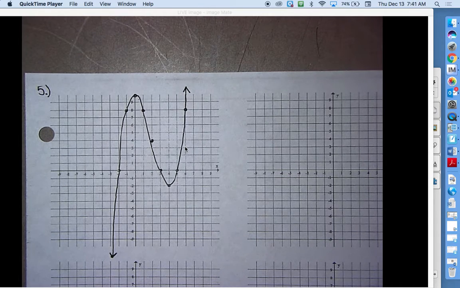Any questions with number 5? So she did all the pieces of the graph, found the max and min with the calculator. Questions? That's great.